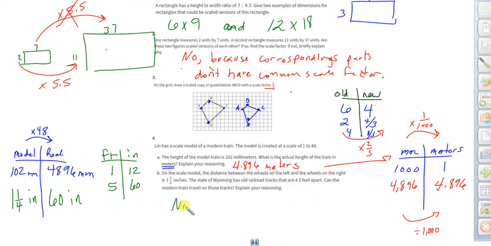No. The wheels are 5 feet apart and too wide. There we go. And that answers number 4.